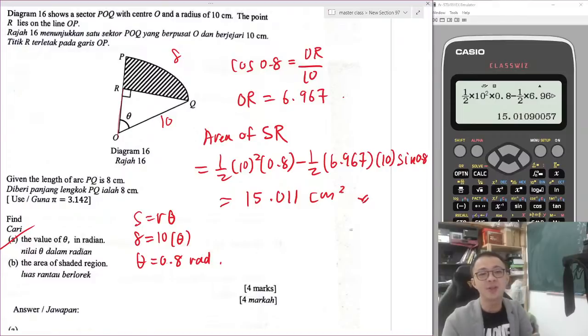You don't need to change 0.8 into degree form. You just need to change the calculator to radian mode, then you can straight away do it. If you prefer to change it into degree form, you change your calculator back into degree, but it's just double work.